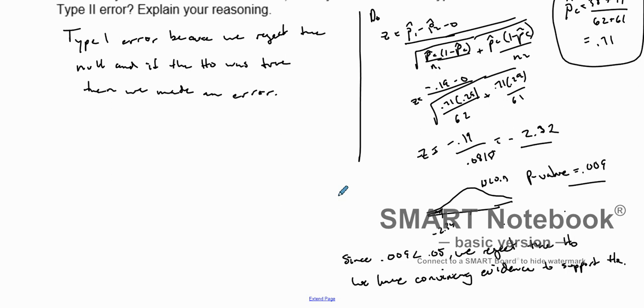So if you go to normal CDF and put in negative 1,000, then negative 0.19, and then 0 and 1 for your standard deviation, and you put in negative 2.32, 0, 1, you're going to get a value that's a little bit different over here.